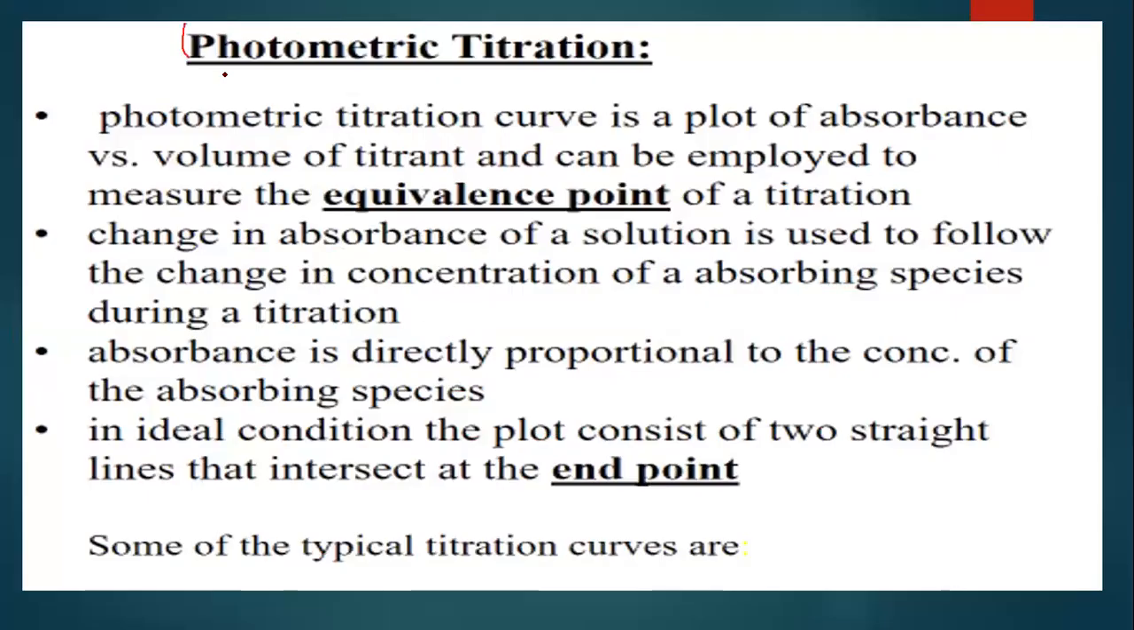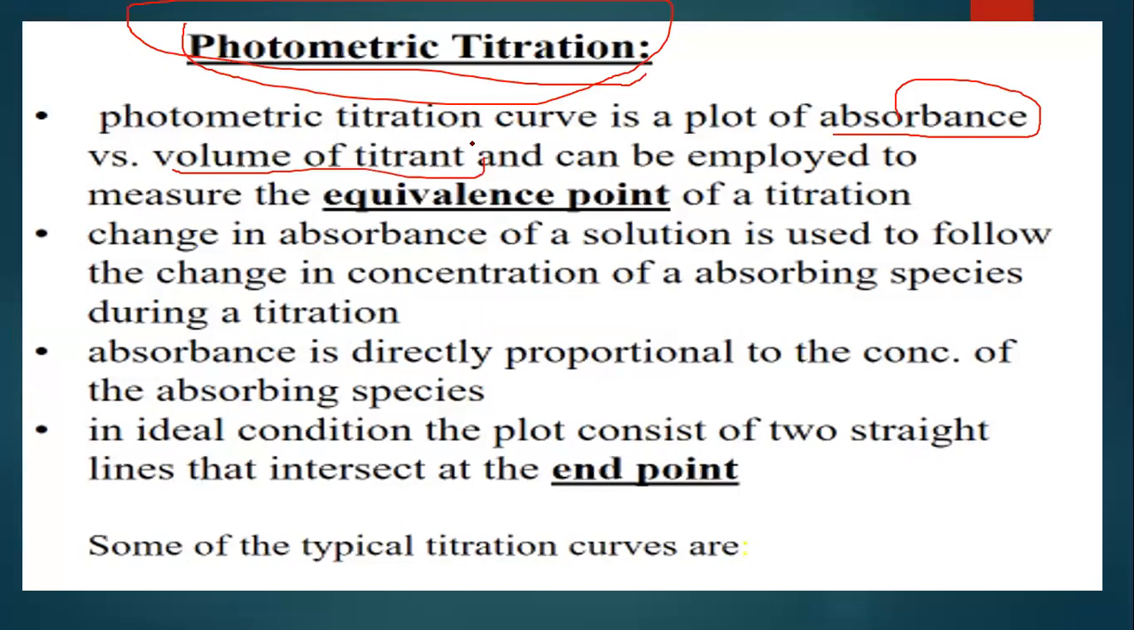Now the next technique is the photometric titration. Here a curve is plotted, and that curve is absorbance versus volume of titrant. Absorbance versus volume of titrant. It can be employed to measure the equivalence point, to find out the equivalence point.